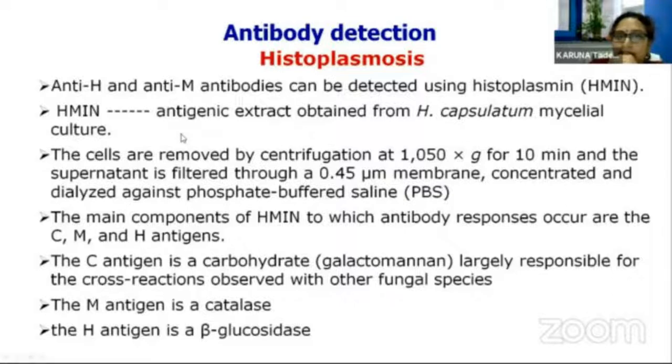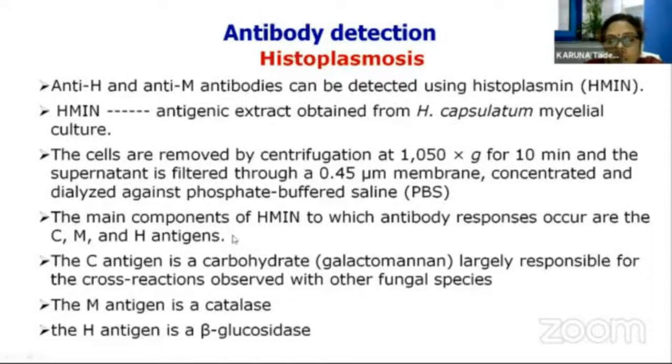This histoplasmin is an antigenic extract obtained from Histoplasma capsulatum mycelial culture. So how is this extracted? Cells are removed by centrifugation at 1050 G for 10 minutes, and the supernatant is filtered through a 0.45 micron membrane for filtration and removing contamination, then concentrated and dialyzed against phosphate buffered saline.